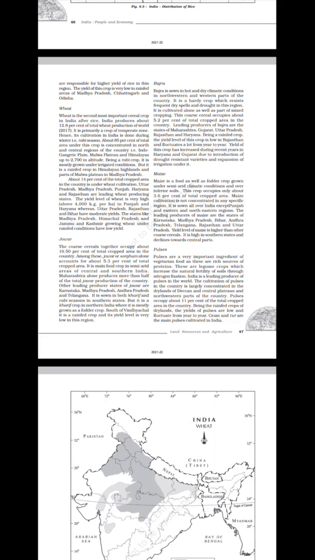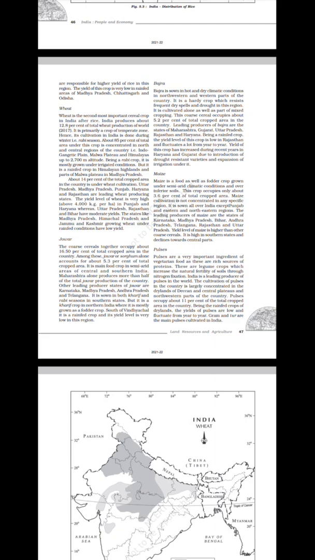Being a rabi crop, it is mostly grown under irrigated conditions, but it is a rain-fed crop in Himalayan highlands and parts of Malwa Plateau in Madhya Pradesh. About 14% of the total cropped area in the country is under wheat cultivation. Uttar Pradesh, Madhya Pradesh, Punjab, Haryana and Rajasthan are leading wheat producing states. The yield level of wheat is very high, above 4000 kg per ha, in Punjab and Haryana, whereas Uttar Pradesh, Rajasthan and Bihar have moderate yields. States like Madhya Pradesh, Himachal Pradesh and Jammu and Kashmir growing wheat under rain-fed conditions have low yield.